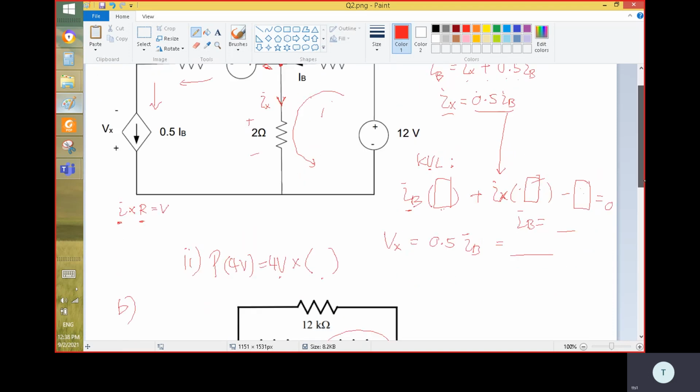And then from there, you can decide whether it's absorbing or dissipating. If you get a positive, that means it's absorbing. Absorbing means it's dissipating, it's using. If you get a negative, that means it's supplying. Right? Negative means supply the power. So you need to look at the polarity here to decide whether it's absorbing or supplying.